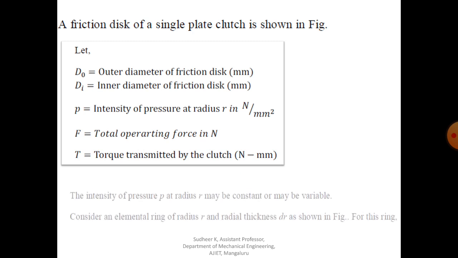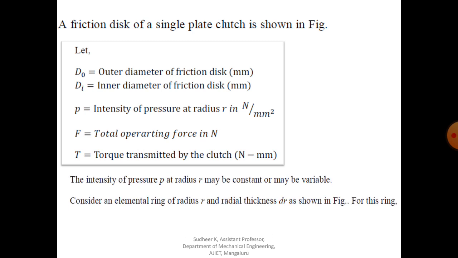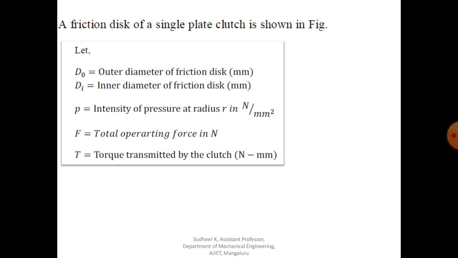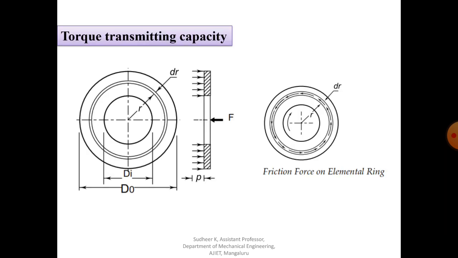For that, the intensity of the pressure p at a radius r may be constant or may be variable, as you have seen already. Here, in one case the intensity of the pressure will be constant, and in the other case it may be variable, based on the theory we use in the derivation.